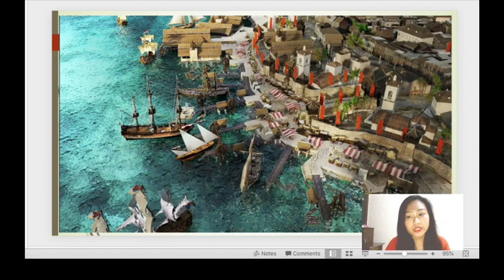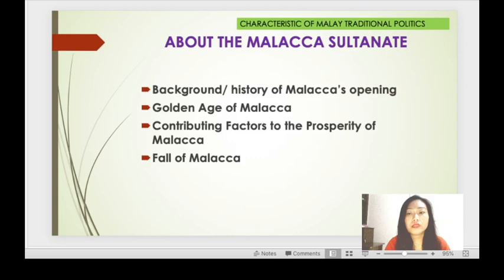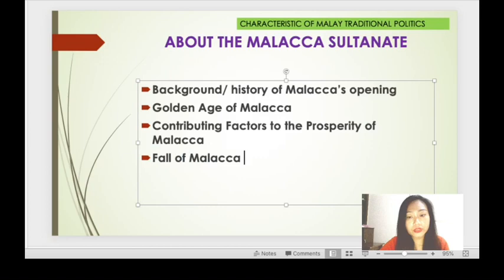Okay, what can you see from the picture? This is Malacca, yeah? So we are going to talk about Malacca afterwards. About the Malacca Sultanate, we are going to talk about the background or history of Malacca's opening, the Golden Age of Malacca, the contributing factors to the prosperity of Malacca, and also the fall of Malacca. These two points, the contributing factors and the fall of Malacca, are very important for your exams, yeah? So please bear in mind that these two points are important.